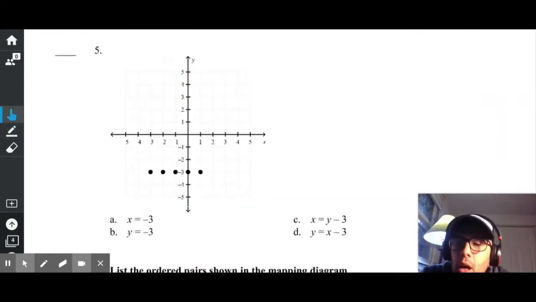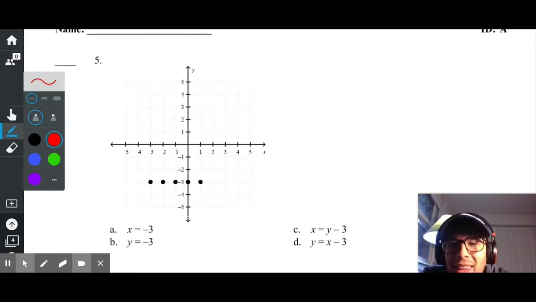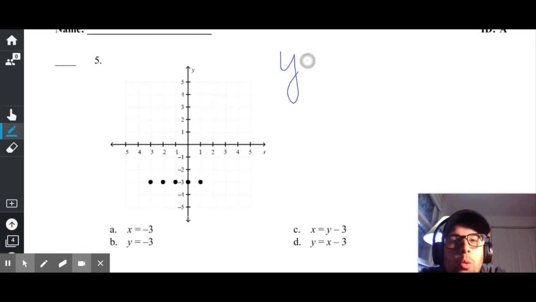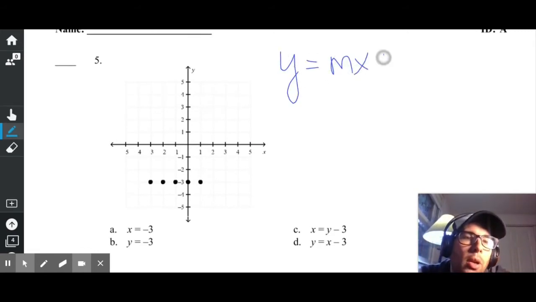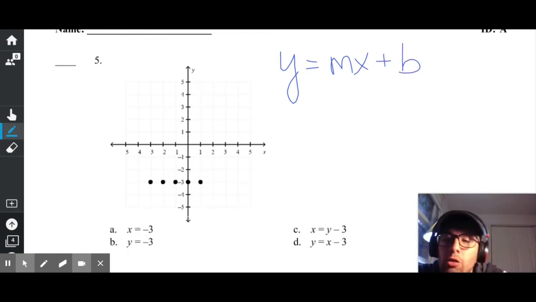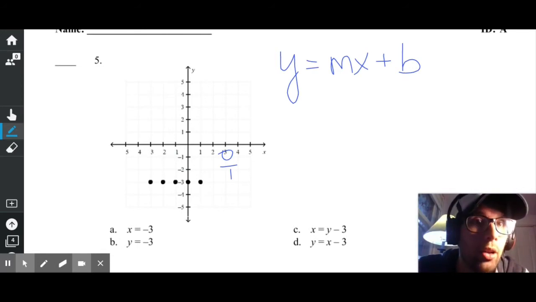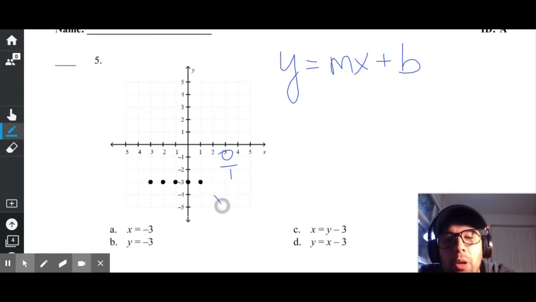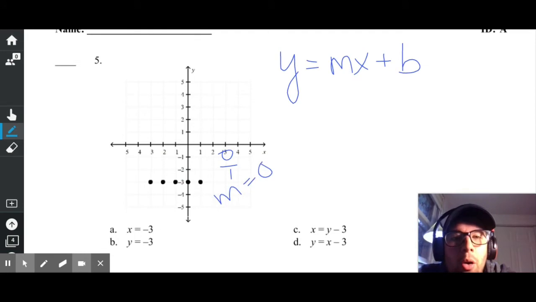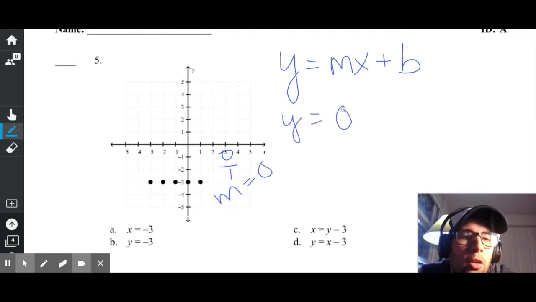Problem 5. My job is to find the equation, I assume, of this line. All right, well, let's write it out as y equals mx plus b and figure out what we know. M is the slope. So what's the slope? Rise none over 1. So 0 over 1 means, oh, it's a horizontal line, which means the slope is 0. Oh, that's simple. Y equals 0x.